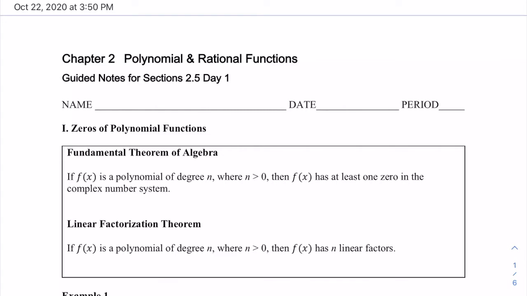Welcome back. Today we're going to make sure everyone can find the zeros of polynomial functions. Before we get started, let's review two theorems.